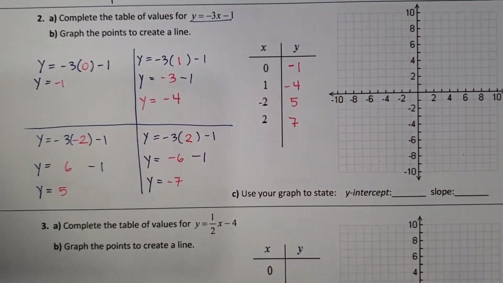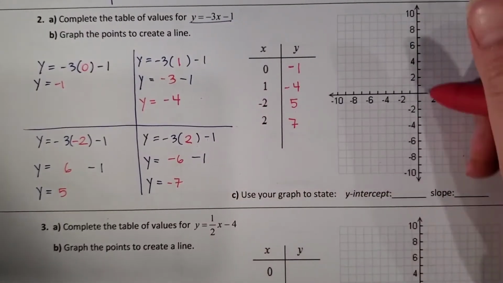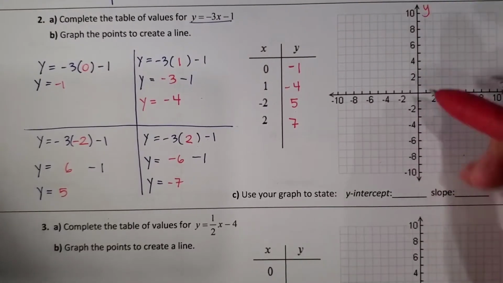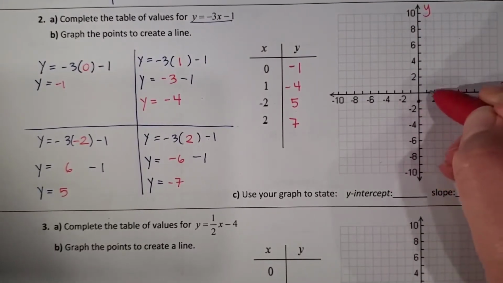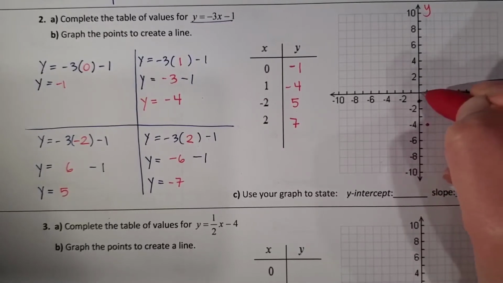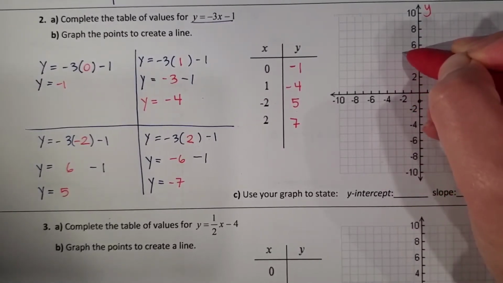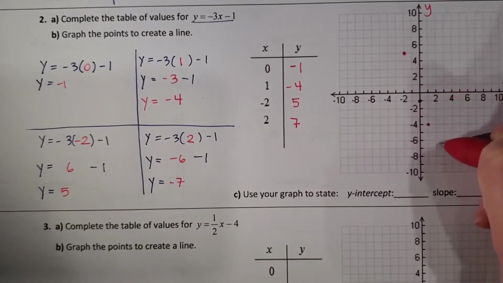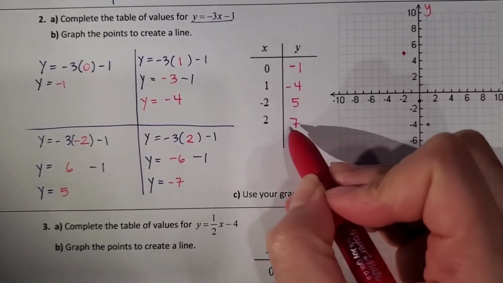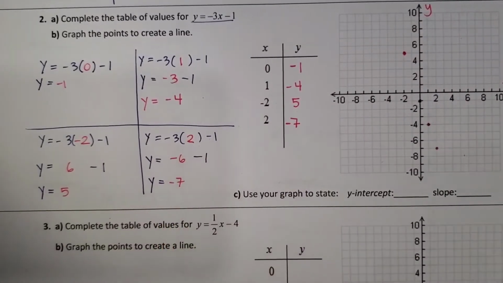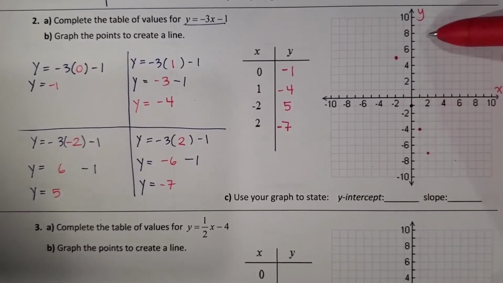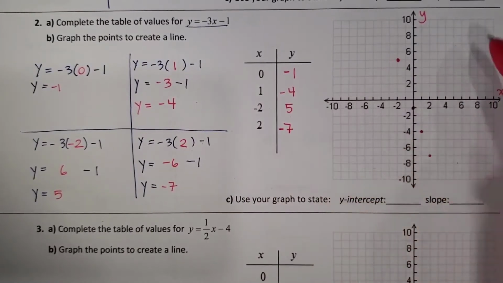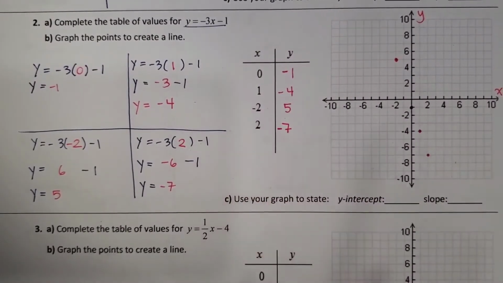Okay, so I'm going to plot these ordered pairs on the graph. Don't forget to put your x and y axis. So you have 0, negative 1; 1, negative 4; negative 2 and positive 5; and 2 and negative 7. So my mistake, I forgot to put the negative in there even though I wrote it there. Notice when I was going to do 2 and positive 7, I realized that doesn't make a line if it's up here, and I just looked back at my table and saw that I forgot to put the negative symbol there.